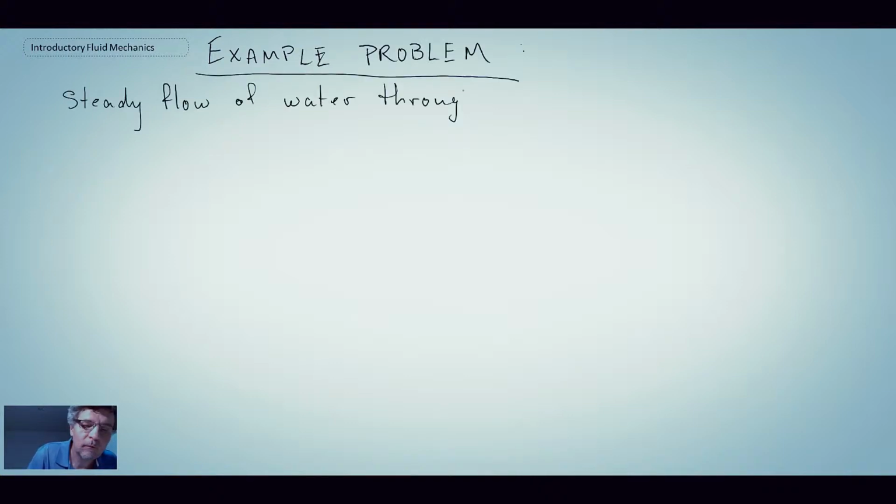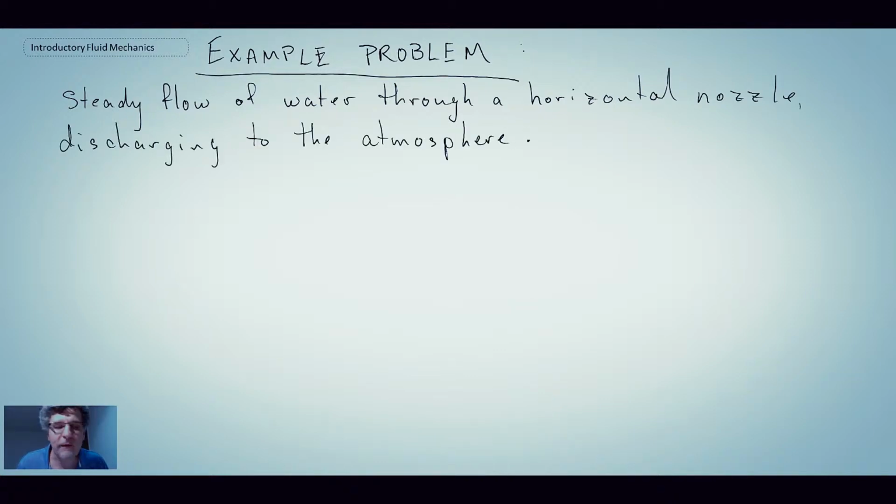We're now going to take a look at an example problem involving the application of the Bernoulli equation. So what we have is a nozzle, and it is flowing water through the nozzle, and it is discharging to the atmosphere. So let's draw out the nozzle.